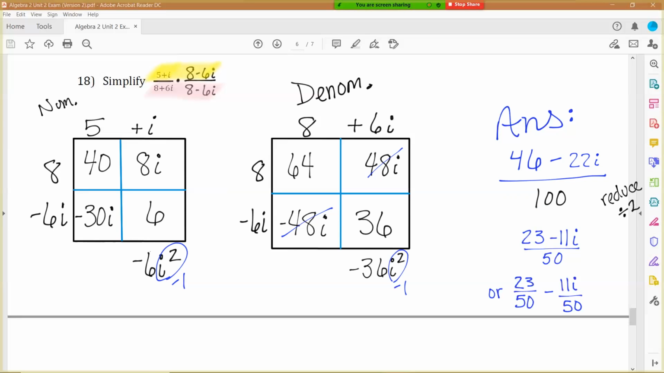So either one of these answers will work for this test. I don't care which way you write it. Either answer is correct in my eyes. Questions on that one before we do the next one?